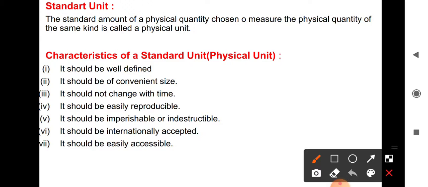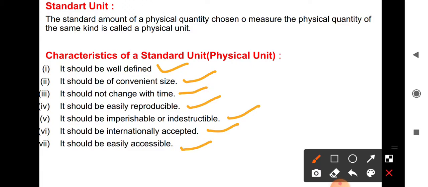Characteristics of a standard unit: it should be well defined, it should be of convenient size, it does not change with time, it should be easily reproducible, it should be indestructible, it should be internationally accepted, and it should be easily accessible. That means if we take any unit to be a standard unit, it should be well defined. We must know its conversion. Suppose the SI unit of length is meter. We must know how meter can be converted to centimeter, how kilometer can be converted to meter.